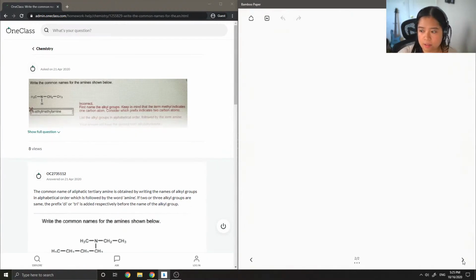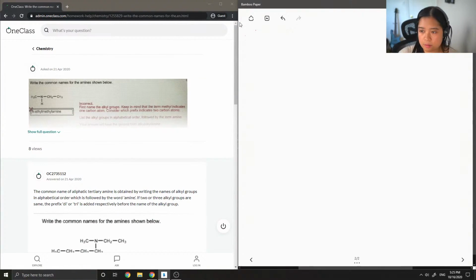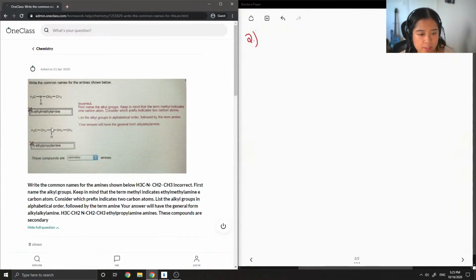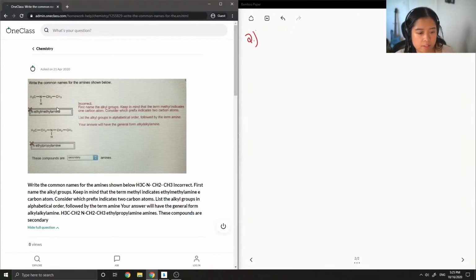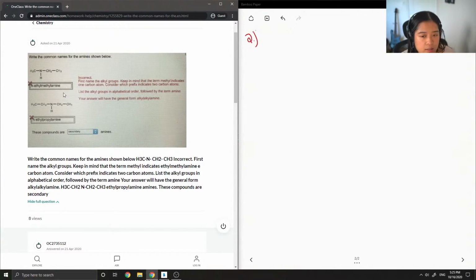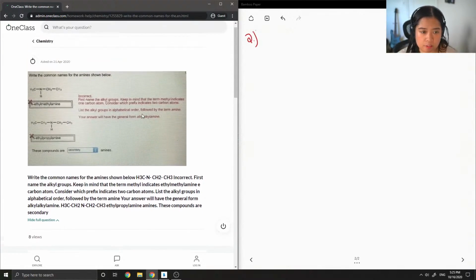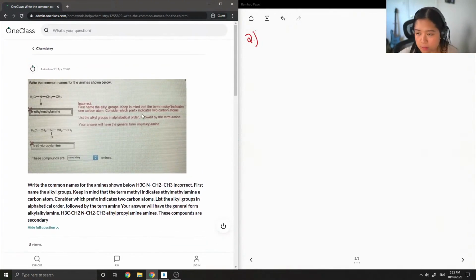Okay, so now on to question number 2. Write the common names for the amines shown below. So they have two different groups. So the person asking this question got these answers wrong. Okay, so first I'm just going to write down the first structure.